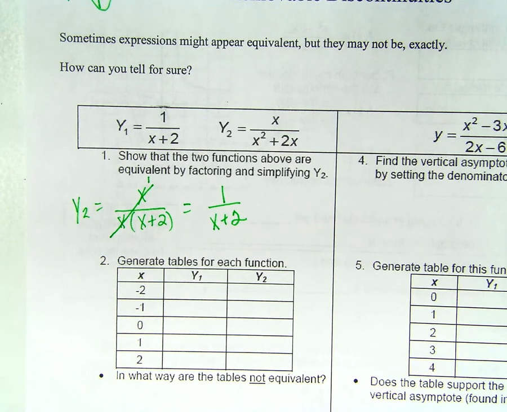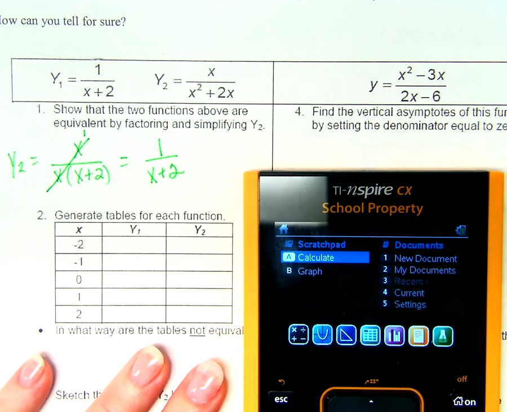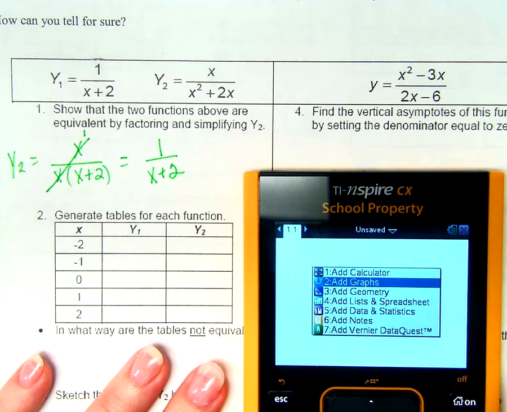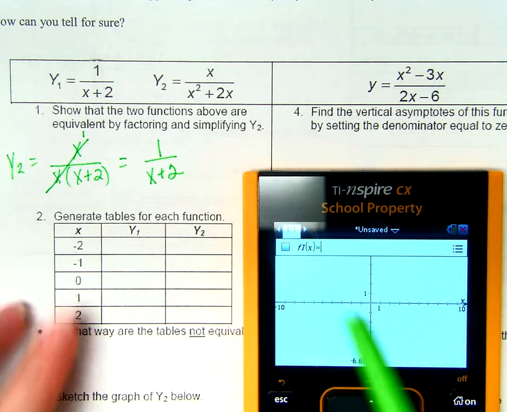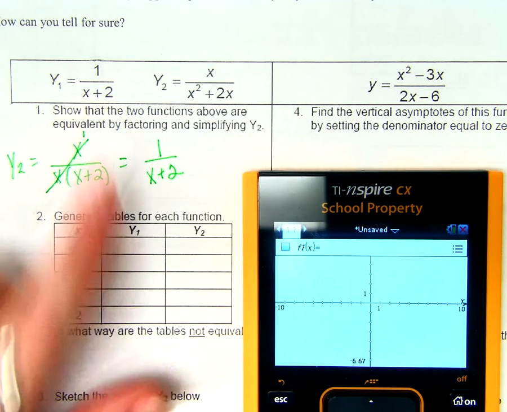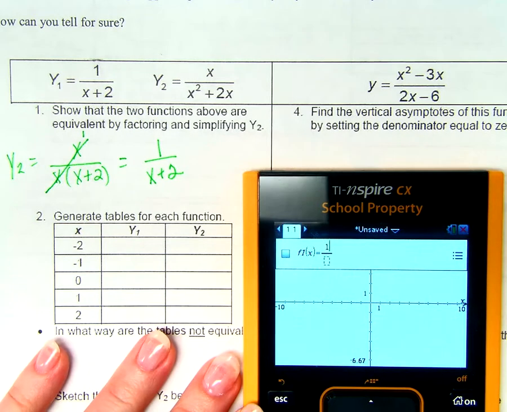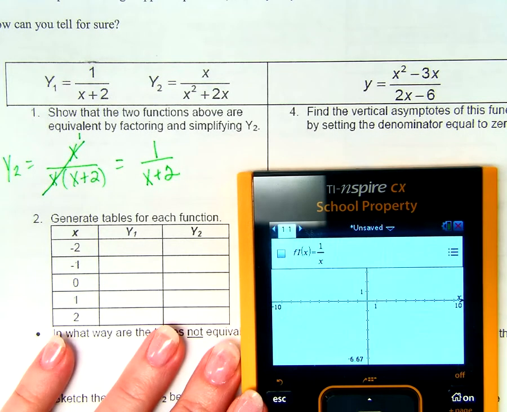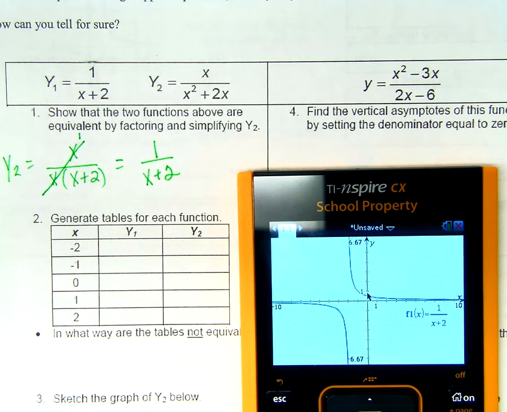Okay? In your calculator, I need you to make a new document that is a graph. And in F1, we're going to put what's labeled on our paper as Y1. Now remember, we have this division key, so we know for sure exactly what's in the numerator and exactly what's in the denominator. When I put that into F1, I can press Control T to go to the table.